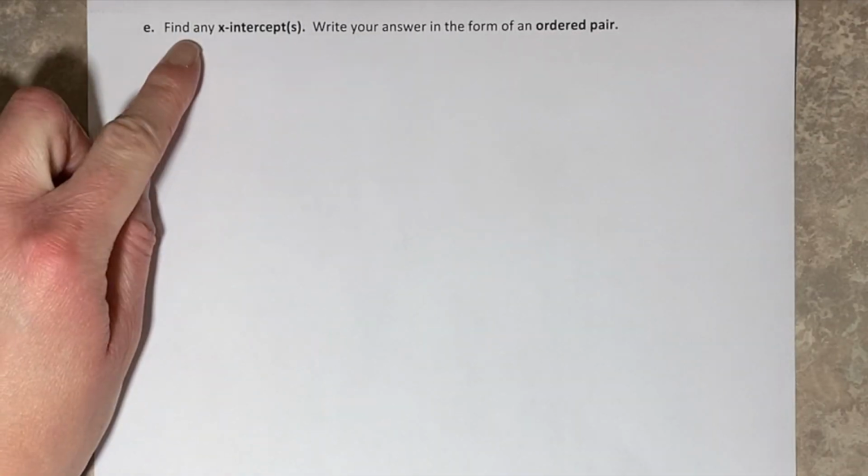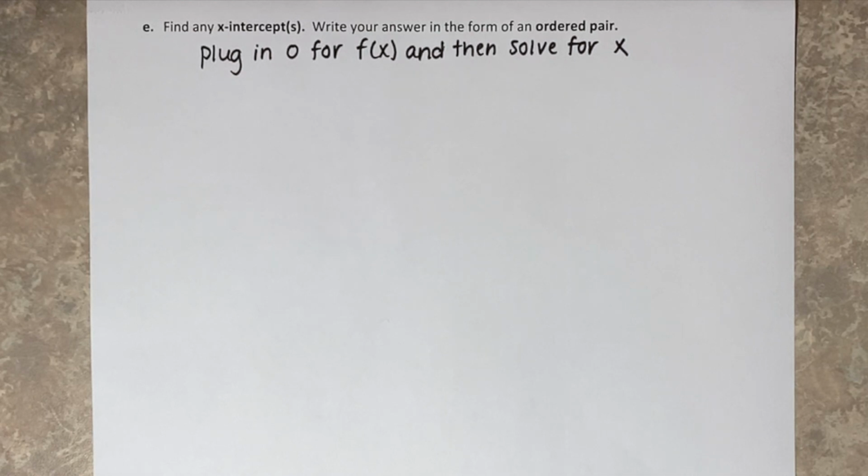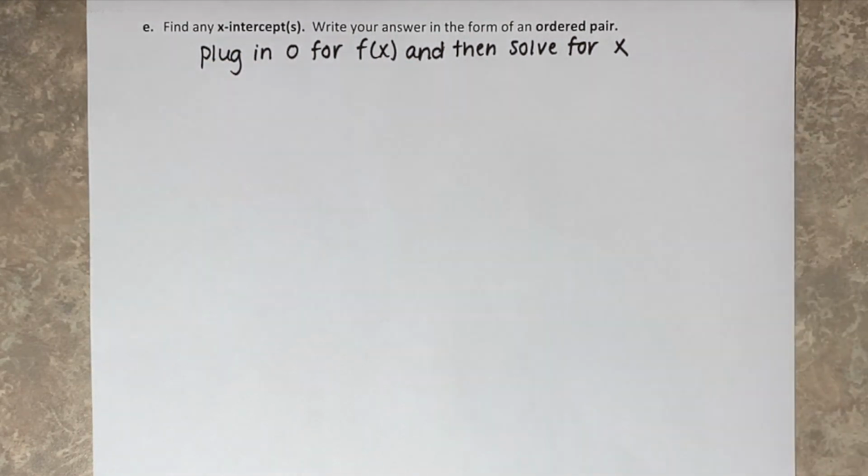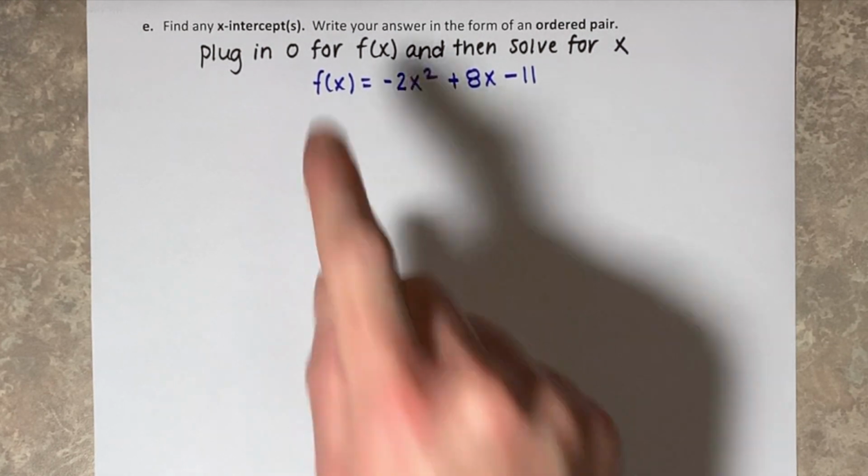Now let's take a look at step E. Let's find the x-intercepts. To find the x-intercepts, we're going to plug in 0 for f of x and then solve for x. So I'll start by just copying down our given function from the previous page, and let's go ahead and plug in 0 for f of x.